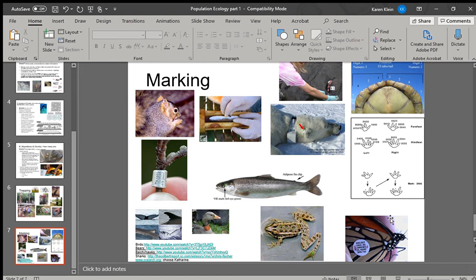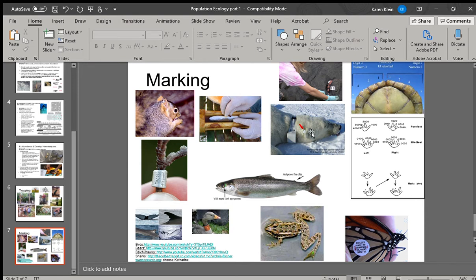And then release it. It may take an extra minute or two to collect all of that data. It may have nothing to do with what your study is at the time, but collecting that data while you have the animal in hand can be invaluable for the conservation of that animal or to study that animal in the future. So that is something that is often done.